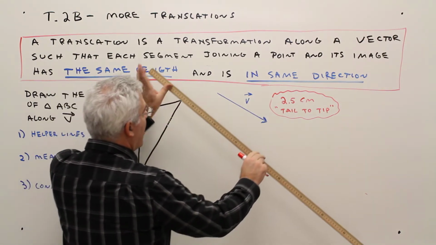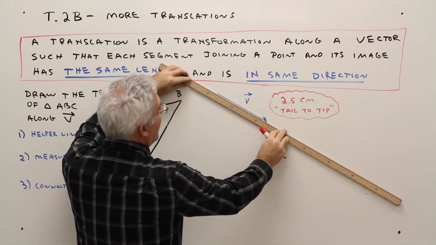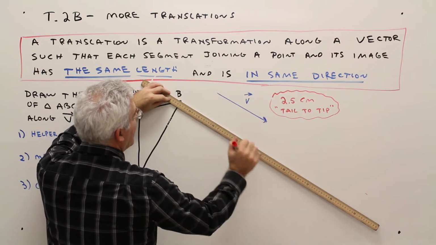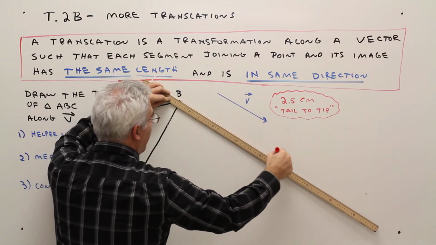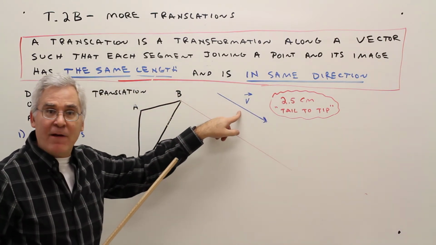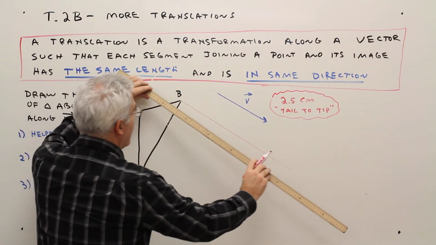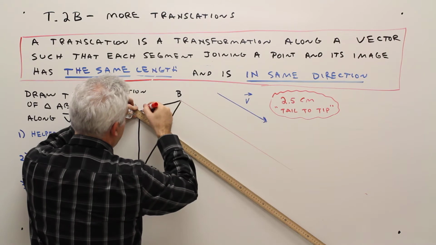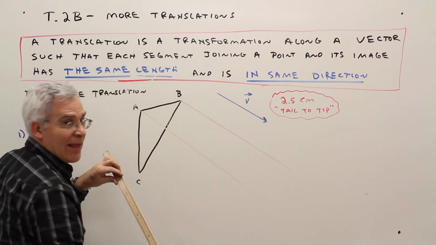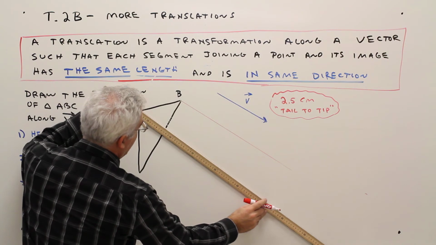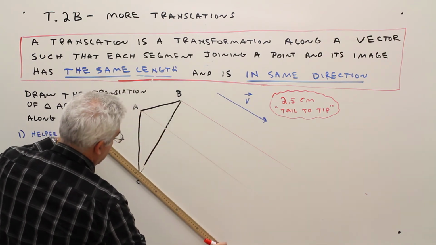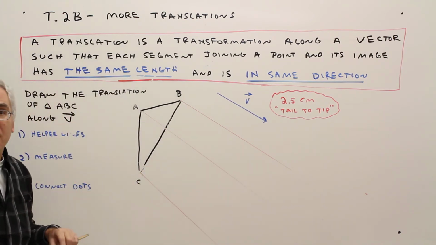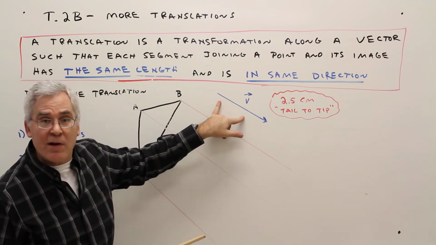So, what I suggest you do is take your ruler and just try to slide it so that it remains parallel as best you can, and make these helper lines be longer than that vector. Once I get that helper line, I'm just going to use that as my reference and try to be parallel. Okay, then all I'm going to do is measure 2.5 centimeters out.